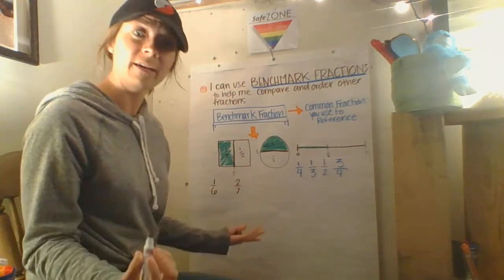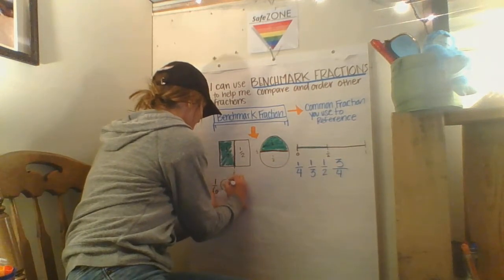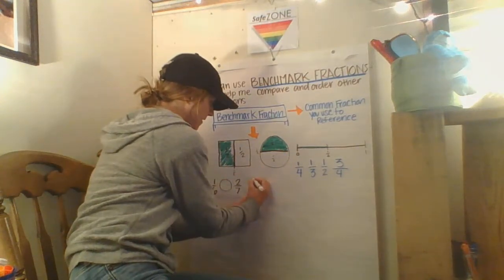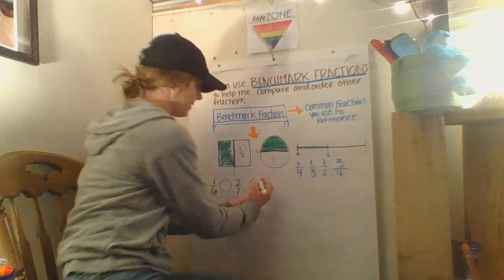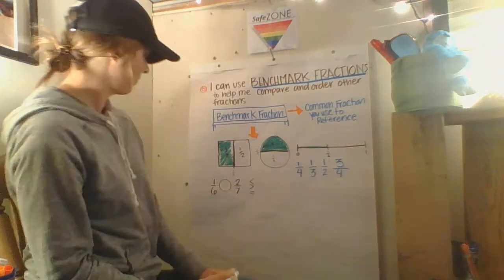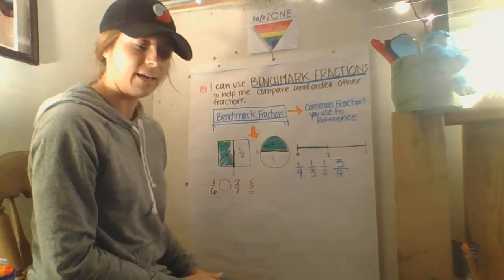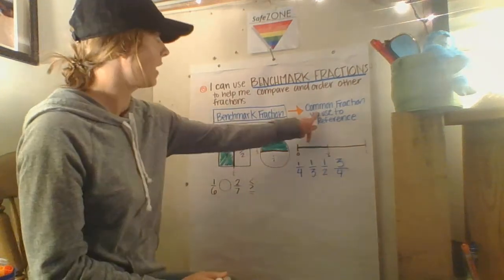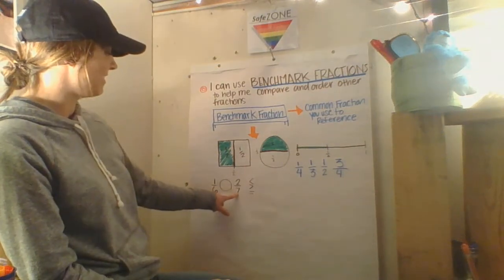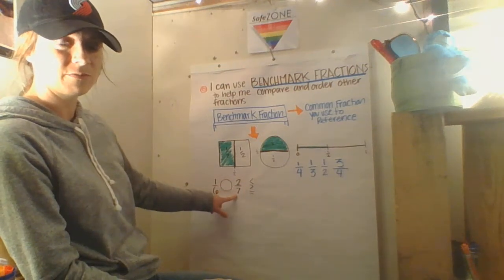And when I'm asking you to compare, I'm asking you to make a comparison statement with our little circle. And I'm either going to say 1/6 is less than 2/7, 1/6 is greater than 2/7, or equal. Okay, so I need to choose a benchmark fraction, a common fraction used to reference, to think about these because they don't have the same denominator, and they don't have the same numerator, and that makes it really hard for me to compare.